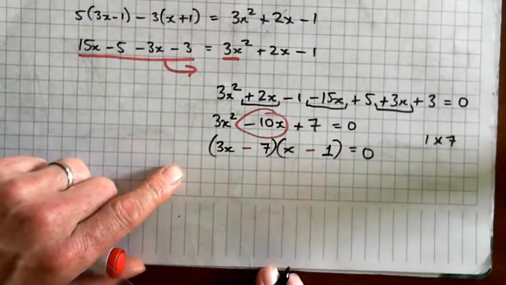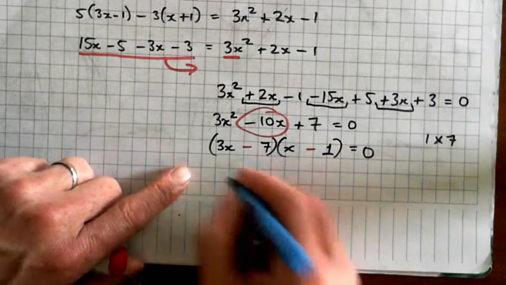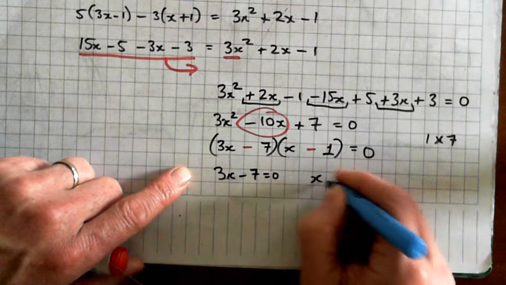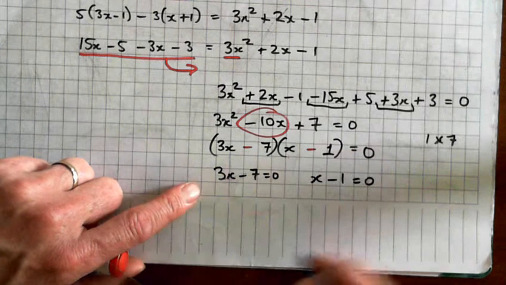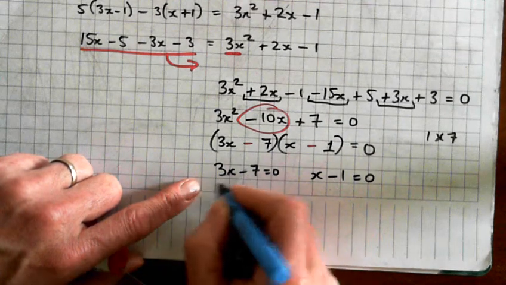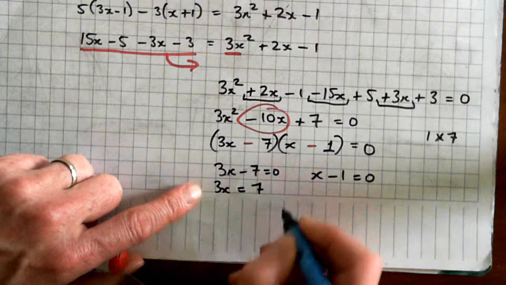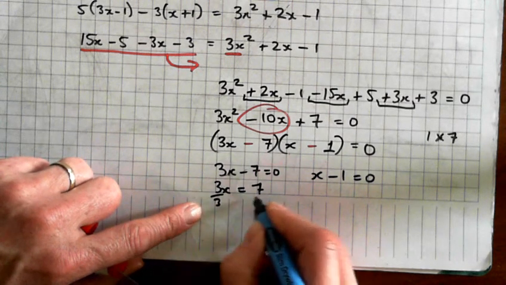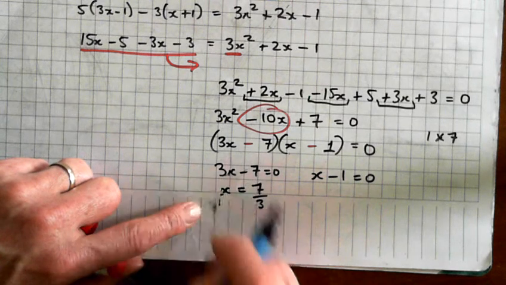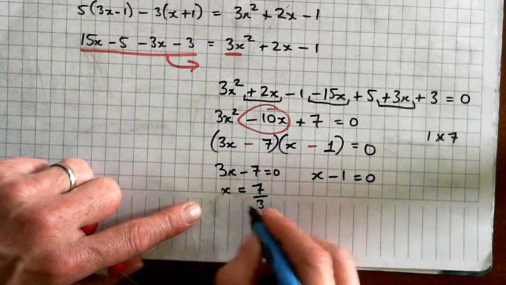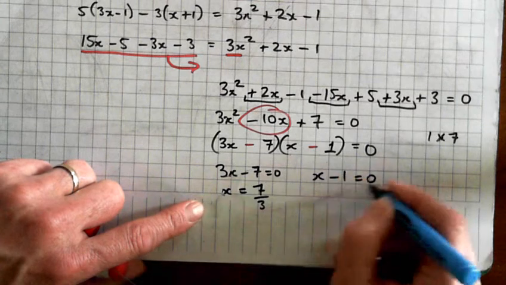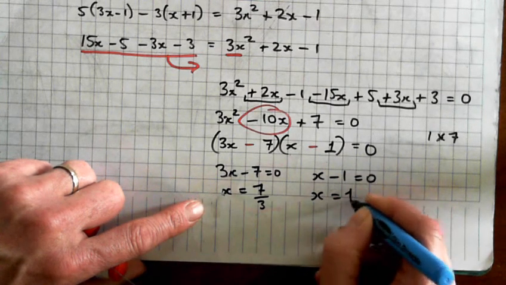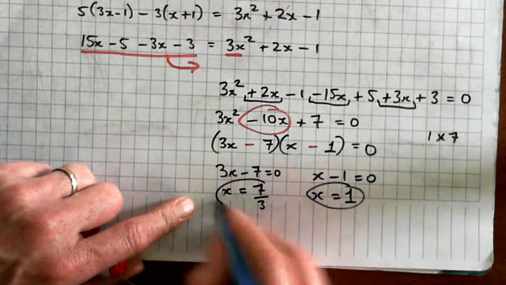Now all I have to do is finish off, find out what x is. 3x minus 7 is equal to 0, sorry. X minus 1 is equal to 0. Move the minus 7 across to equals. 3x is equal to 7. Divide both sides by 3. 3 divided by 3 is 1. X is 7 over 3. On the right hand side, move the minus 1 across. X is equal to 1. So there's my two answers.